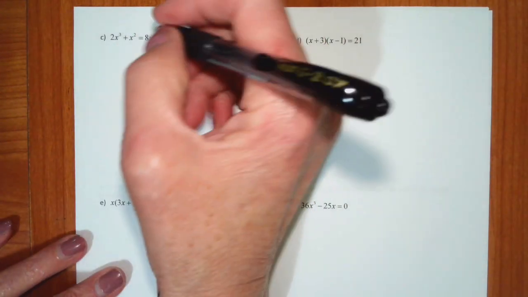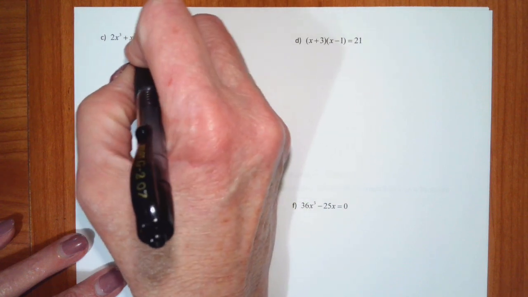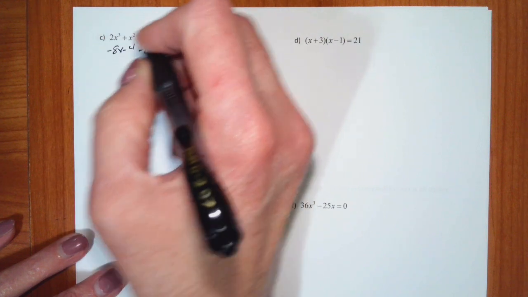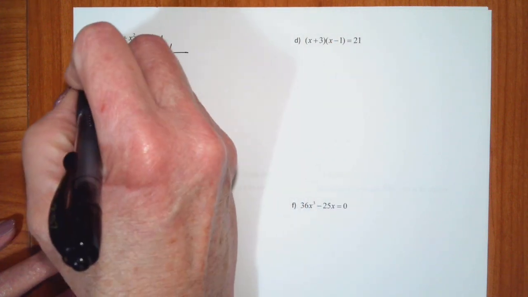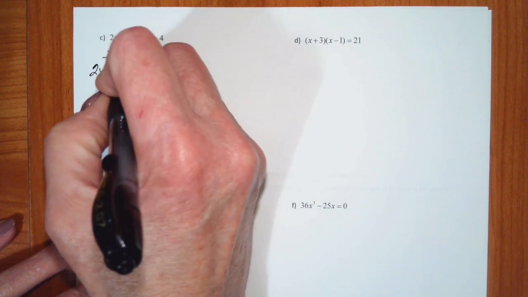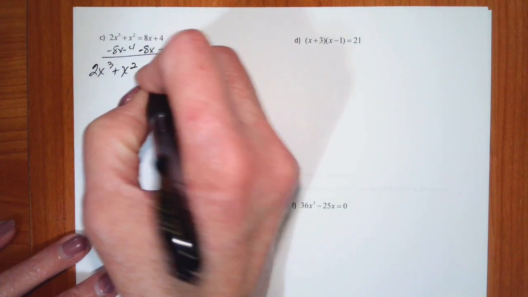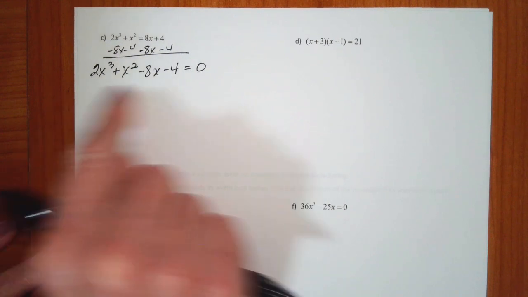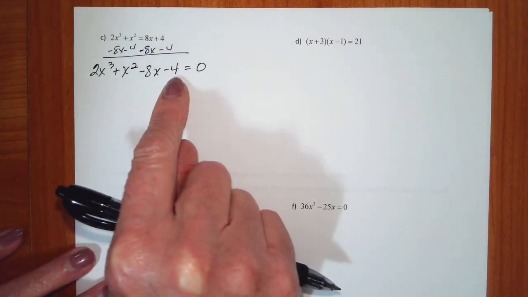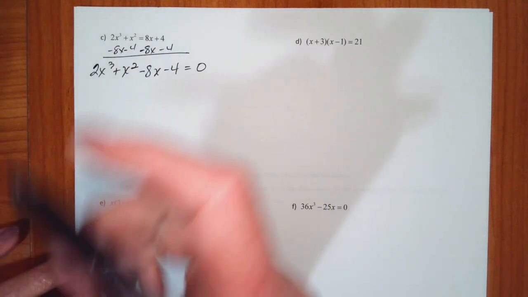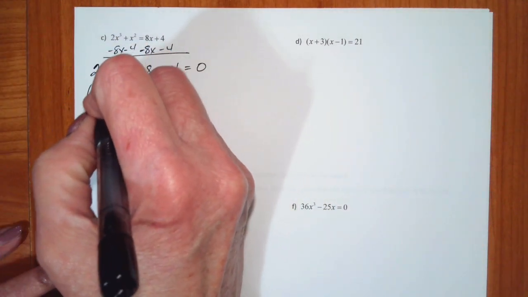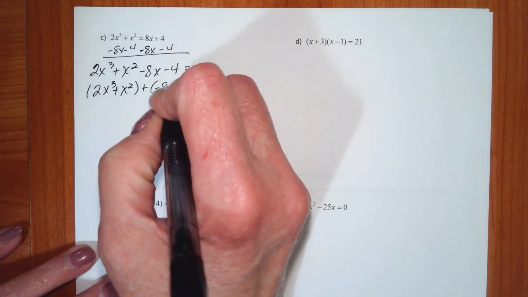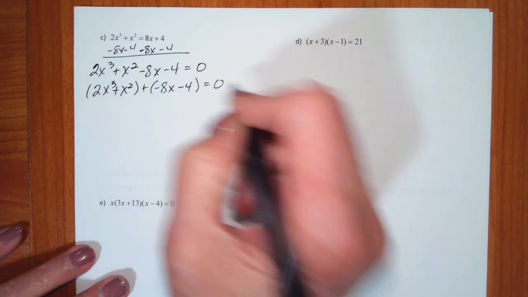Okay, not equal to 0. So in one fell swoop, I'm going to have to subtract 8x from both sides and subtract 4 to make it equal to 0. So I have 2x to the third plus x to the second minus 8x minus 4 is equal to 0. This is 4 terms. I look for a greatest common factor. There is nothing in common to all 4 of them, so I'm ready to group. So 2x to the third plus x to the second plus negative 8x minus 4 is equal to 0.